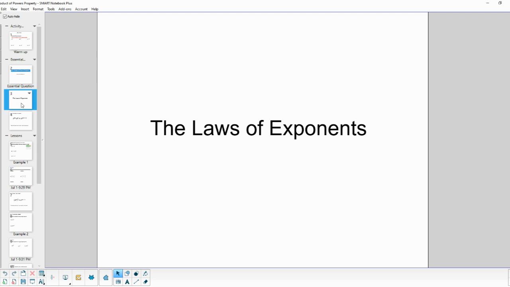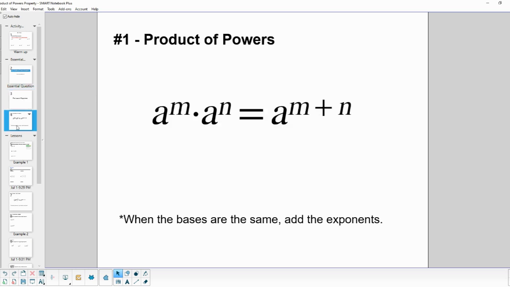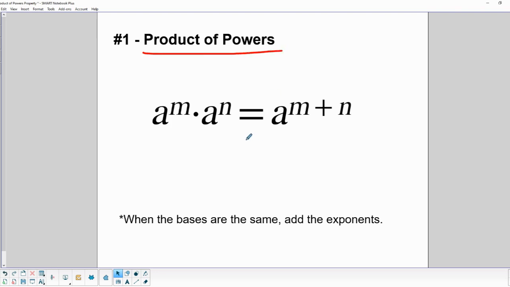So we're going to talk about the laws of exponents, and this is just the first one of several that we will cover. The law we're talking about today is called the product of powers. What that means is if I have a couple of exponents, here's the base and here's the exponent, if I'm multiplying any two exponents that have the same base, all I need to do is just add the exponents together. Well, that kind of looks strange, but it's actually very, very simple to do and pretty cool.